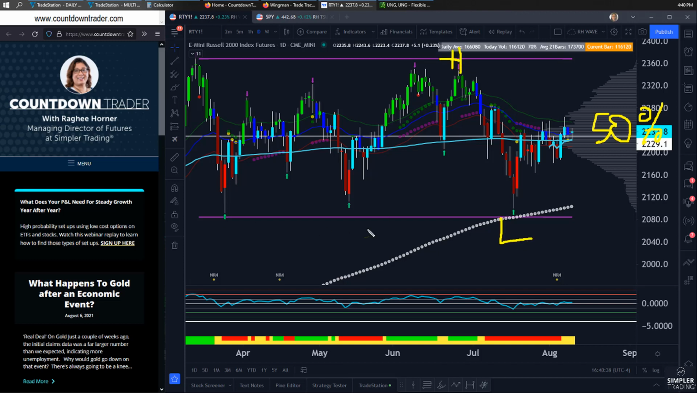Now, targets for chop, or channels, or whatever you want to call it, distribution is really the formal name, if you will. The target for choppy markets should be the halfway point, right? So you can see the Russell is just kind of hanging out at that 50%.